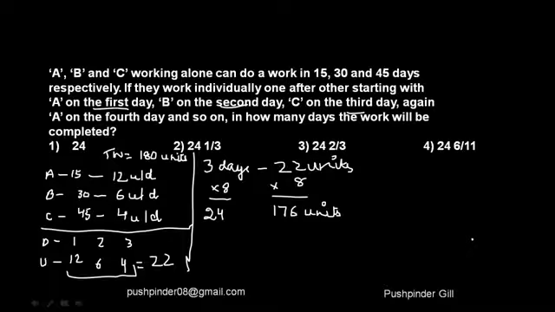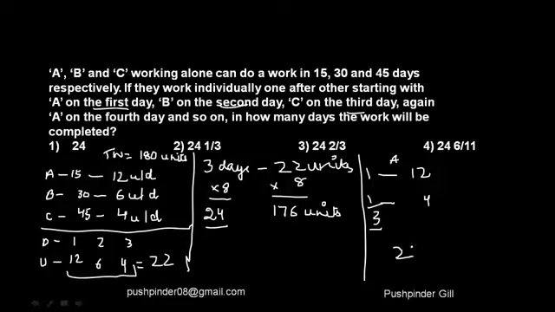So now whose turn is it? When the cycle repeats, it's A's turn. How many units do we need? We need 4 units. A is able to finish 12 units in a single day, so for 4 units, he's just going to take 1/3 of the day if you apply the unitary method. So 24 days he took here, and 1/3 day here. That means he took this many days in total to finish the job.